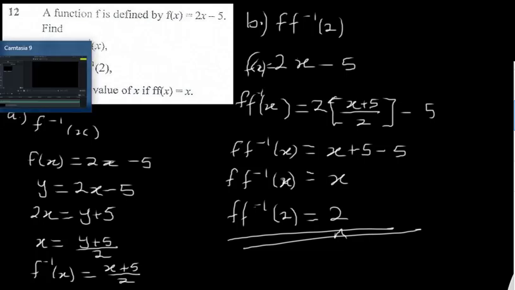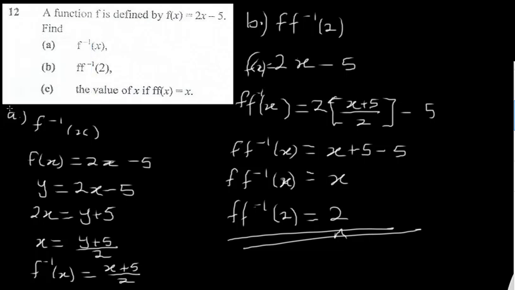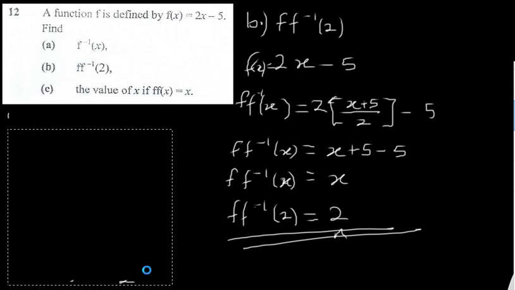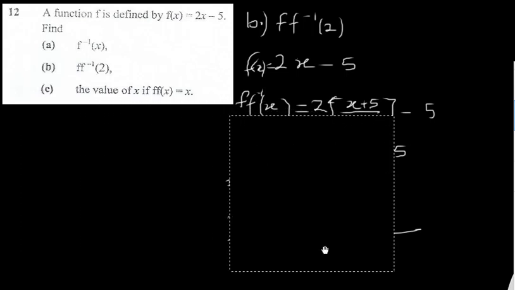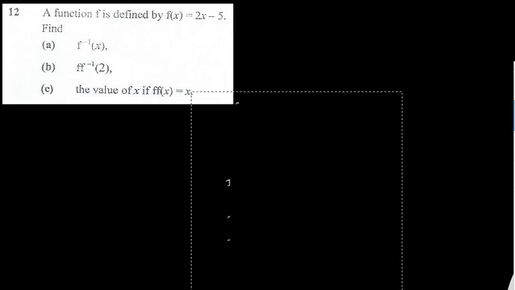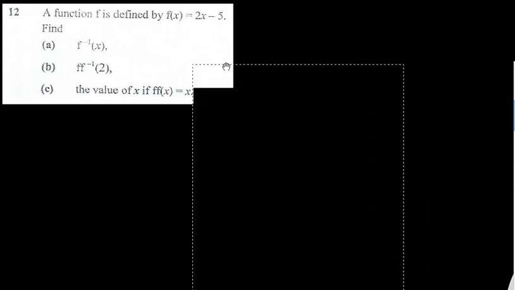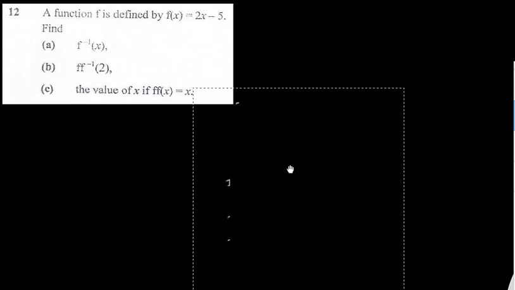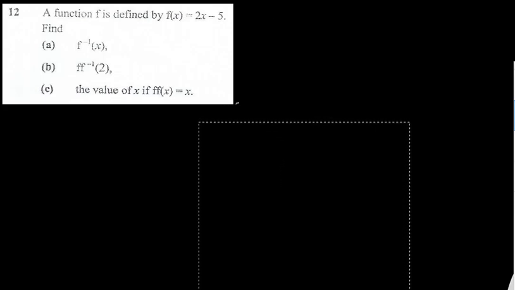And then the next part, which is part C, doesn't need this, so we can create some room there and there too. Oh, sorry for that. You can create some room there. So part C is saying find the value of x if f of f of x is equal to x.